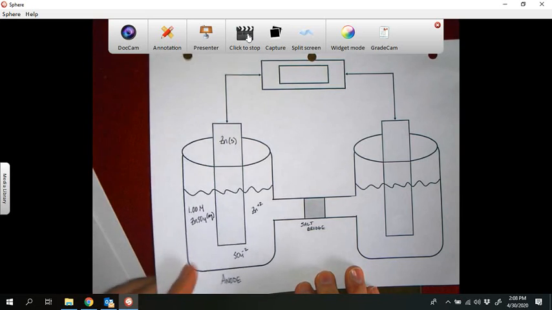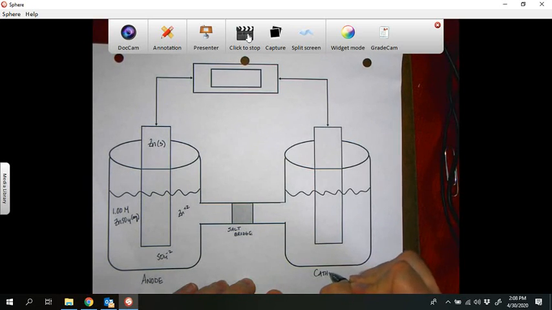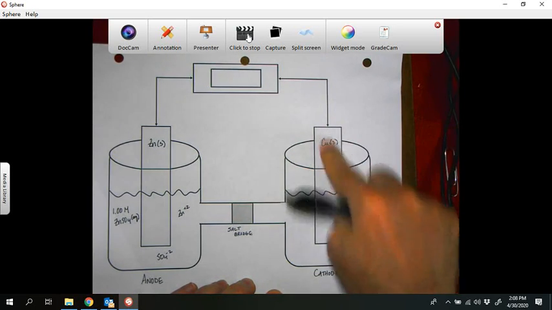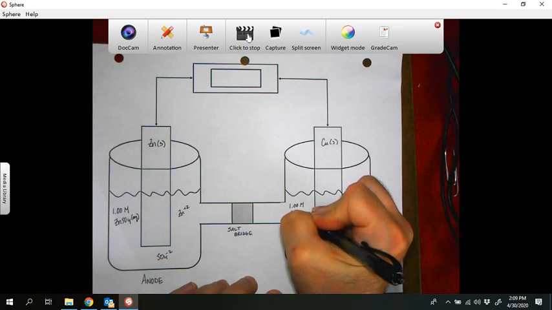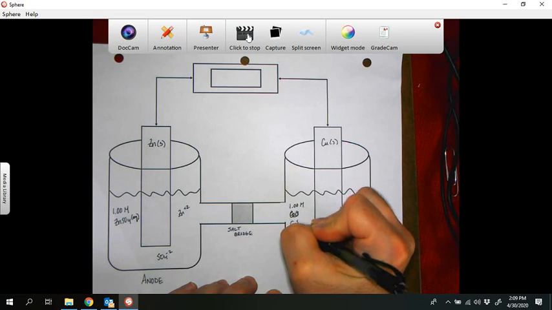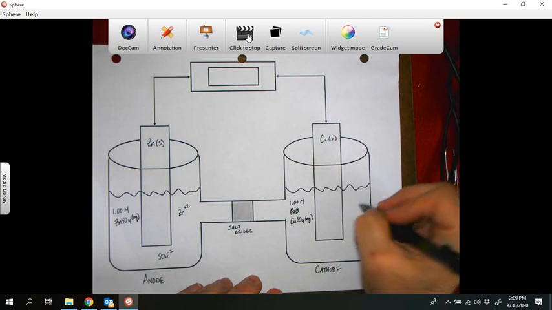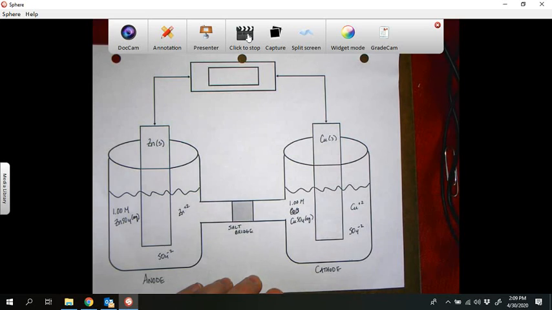On this side over here, we're going to have our cathode. And here we're going to have solid copper, so a strip of copper submerged into a 1.00 molar copper(II) sulfate solution, so aqueous CuSO4. So we have Cu2+ floating around and SO4 2- floating around.